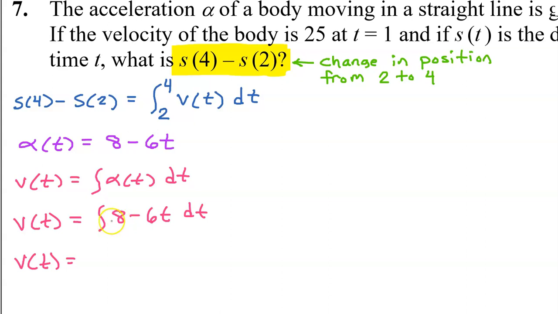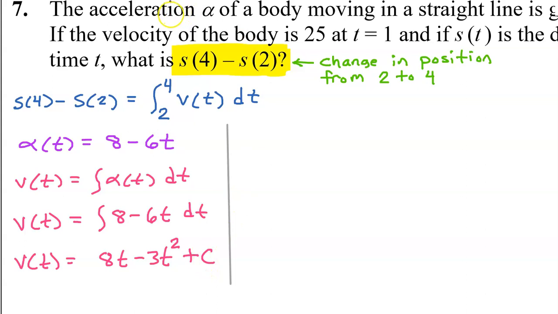So if you integrate 8, that's going to give you 8t. Using the power rule of integration, we will increase this exponent by 1 and make it t squared. Then we divide by the new exponent, and negative 6 divided by 2 is negative 3. Don't forget the constant of integration, c.